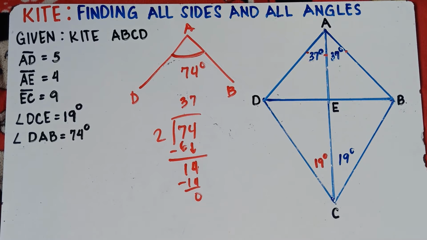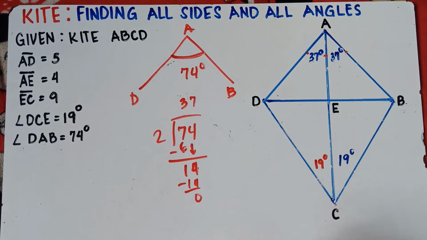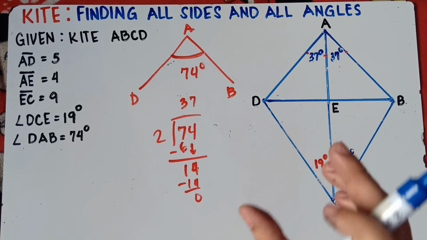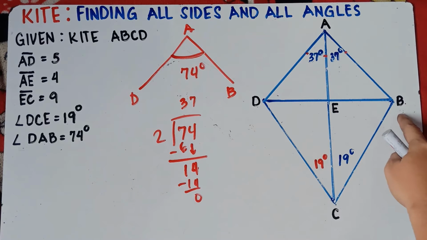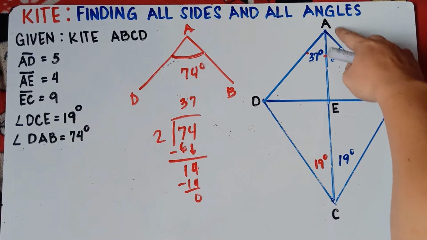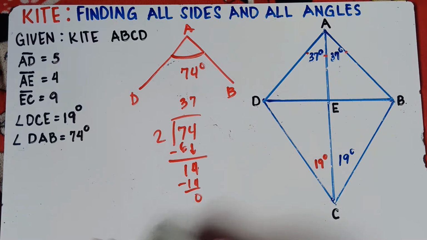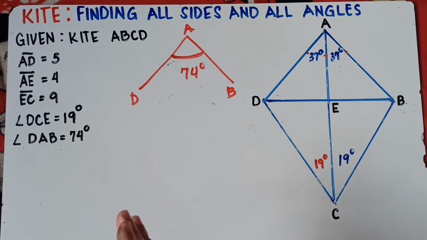Next step, class, the diagonals are perpendicular to each other. What do you mean by that, sir? When the diagonals meet or intersect each other, they form a 90 degree angle. That's what we call perpendicular lines. Once again, the diagonal DB is perpendicular to diagonal AC. Why is that, sir? The word perpendicular, class, means that when two lines intersect each other, they form a 90 degree angle.